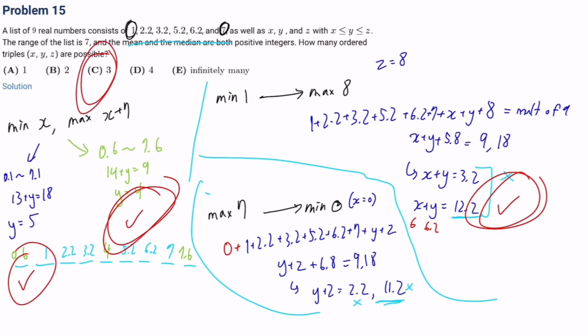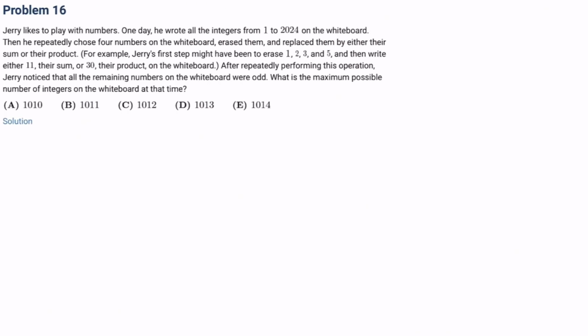The answer is C. Number 16, Jerry likes to play with numbers. Me too. One day he wrote all the integers from 1 to 2024 on the whiteboard. Then he repeatedly chose 4 numbers on the whiteboard, erased them, and replaced them by either their sum or their product. For example, Jerry's first step might have been to erase 1, 2, 3, and 5, and then write either 11 their sum or 30 their product on the whiteboard. After repeatedly performing this operation, Jerry noticed that all the remaining numbers on the whiteboard were odd. What is the maximum possible number of integers on the whiteboard at that time?